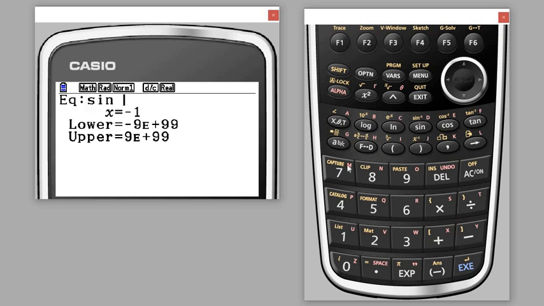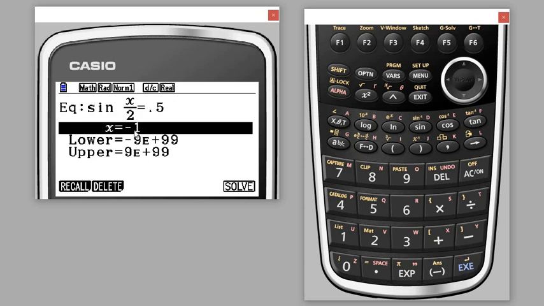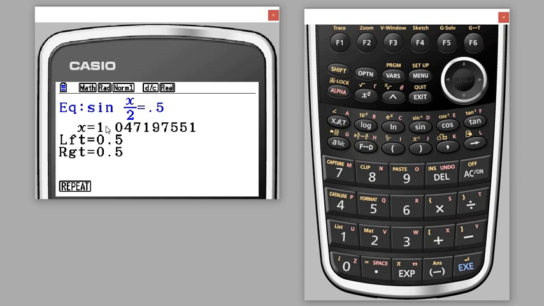So let's go a very simple sine, and I'm just going to go x on 2. And I want to make that equal to, now equals is above the decimal point, so shift equals, and I want to find out when that's equal to half. Now I can put in an approximation to help me guess it, and press solve, and there I will get one answer, and I'm in radians, so that will be the answer in radians.